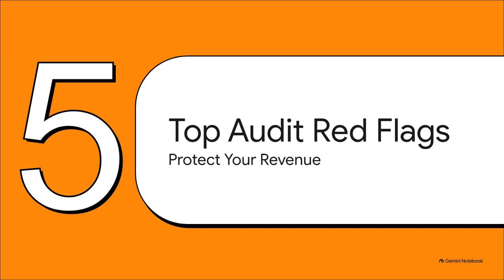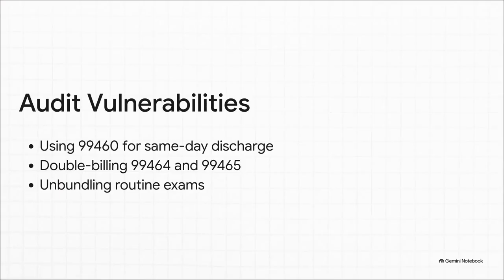Finally, Section 5, Top Audit Red Flags. We are now turning our focus straight to the biller's desk to make sure we're protecting your facility's hard-earned revenue. Okay, here's a rapid-fire list of the absolute easiest ways to fail an audit and lose reimbursement. Number 1, reporting 99460 for a baby admitted and discharged on the same day instead of the required 99463. Number 2, double billing delivery attendance and resuscitation for the exact same encounter without proper modifier use or clinical documentation. And number 3, unbundling routine initial exams or family meetings that are already globally included in your normal newborn care per diem codes.